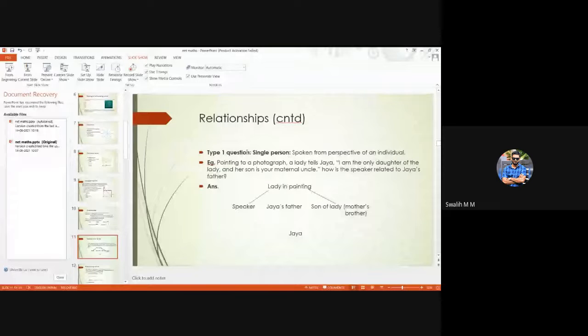I'll read the question, you will understand. Pointing to a photograph, a lady tells Jaya, I am the only daughter of the lady and her son is your maternal uncle. So some lady is pointing to a photograph and telling Jaya. The lady is the speaker and she is telling that I am the only daughter of the lady in the photograph. And then her son is your maternal uncle. This lady has a son who is Jaya's maternal uncle. Maternal uncle means mother's brother, and he is also the son of this lady.